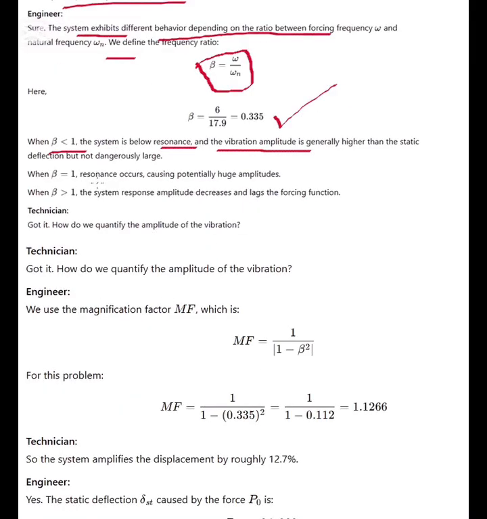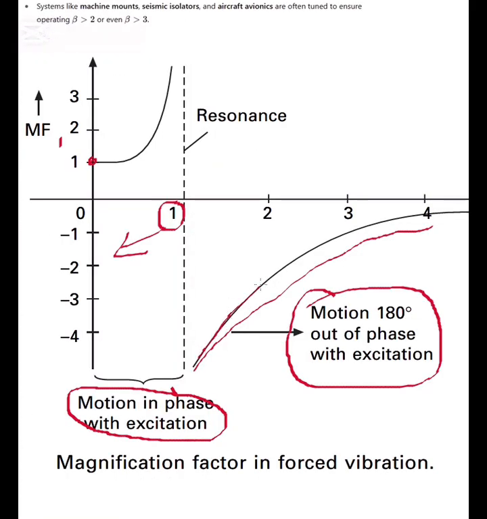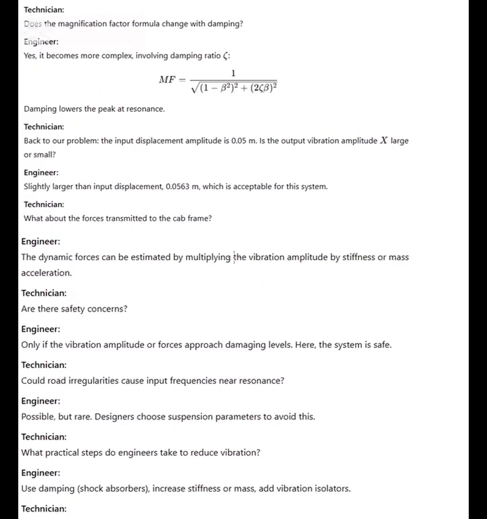So when beta equals 1, the resonance occurs, causing potentially huge amplitudes. If beta is greater than 1, the system response amplitude decreases and lags the forcing function. That's why you can see this is the decreasing value, and it is lagging by 180 degrees. That means it's almost like the opposite.